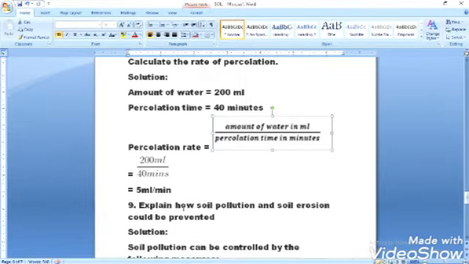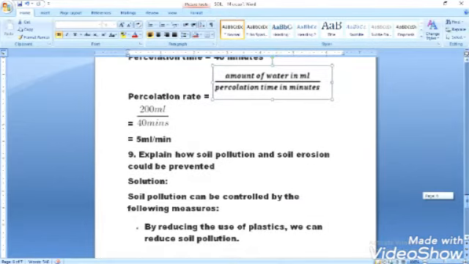Ninth one, explain how soil pollution and soil erosion could be prevented. This is a very simple question and it is a general question.